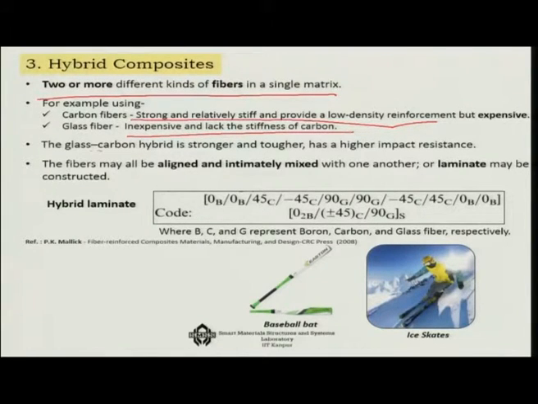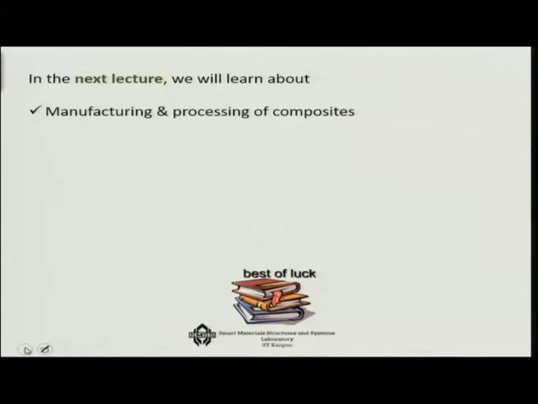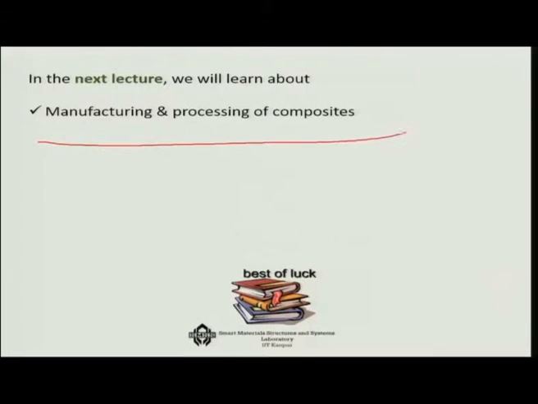The glass carbon hybrid is stronger and tougher, and it has a higher impact resistance. Now the fibers may be aligned or intermittently mixed with one another, or a laminate can be constructed. So it can be something like, as you can see, that 3 layers are given, or 6 layers are given, so that you can prepare various types of such composites. So this is where we will close, and in the next lecture we will learn about manufacturing and processing of composites. Thank you.